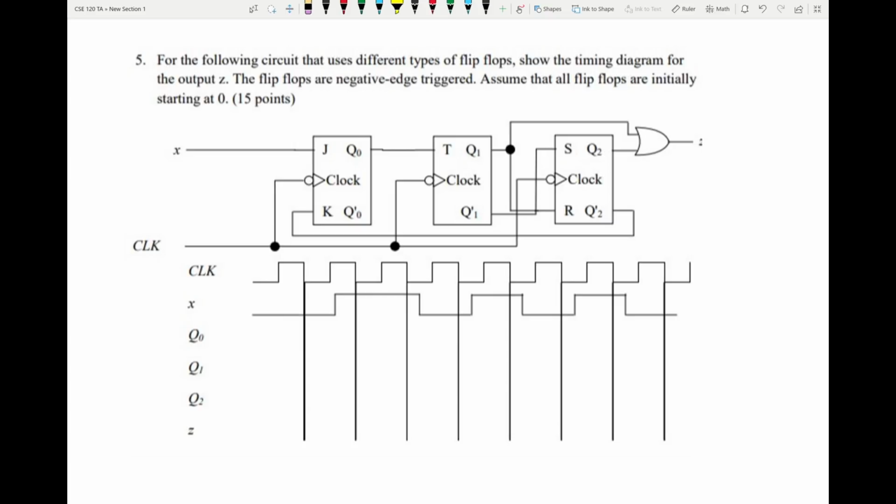There's another timing diagram question, number 4. I think they're both great questions. However, I think if you can get through number 5, you can definitely get through number 4. So I'm going to step through number 5 just for the sake of time.